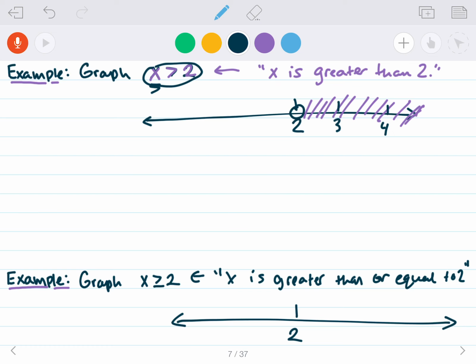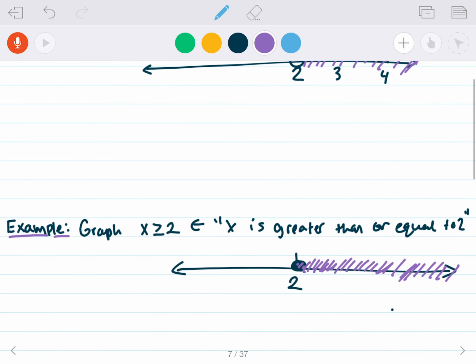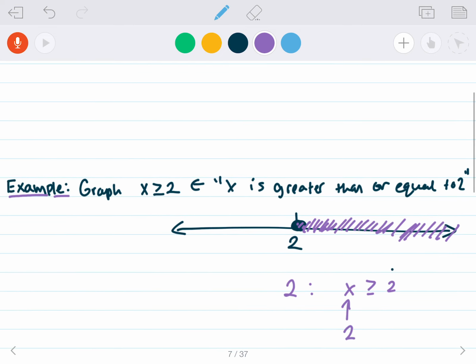I mean, the idea of it is, not the actual drawing, but anyway, at 2, we're going to go ahead and put a closed dot there to indicate that we're including 2 in our set, and we shade to the right. So everything bigger than 2 or equal to 2 is in this set. Okay, so is 2 in the set? Well, yeah, because 2 satisfies x is bigger than or equal to 2. When we plug 2 in here, is it true that 2 is greater than or equal to 2? Yes, it is equal to. So 2 would be in our set.